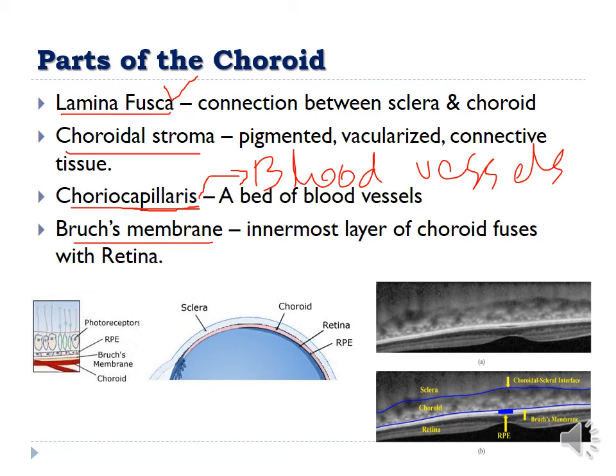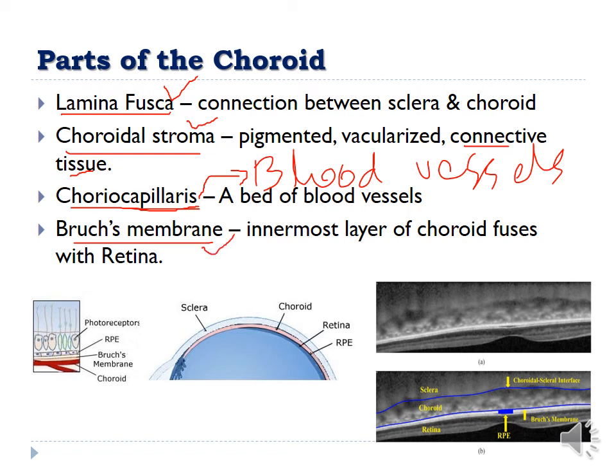and this blue line is the lamina fusca. The second part is choroidal stroma. It is a thick connective tissue, and here also it is thick and it has pigmentation also. The third part is choriocapillaries. We already know that choroid is a bed of blood vessels, a huge collection of blood vessels. So choriocapillaries is a bed of blood vessels. And the fourth part is Bruch's membrane.